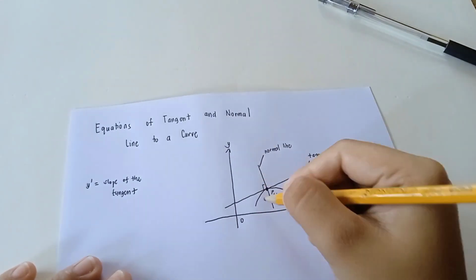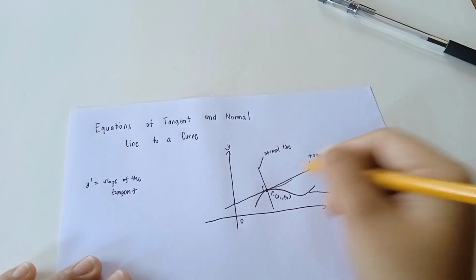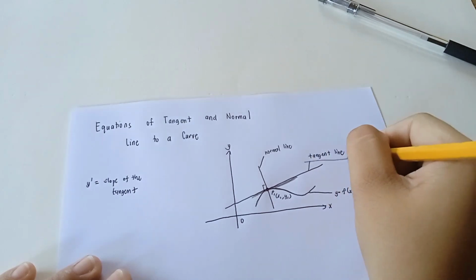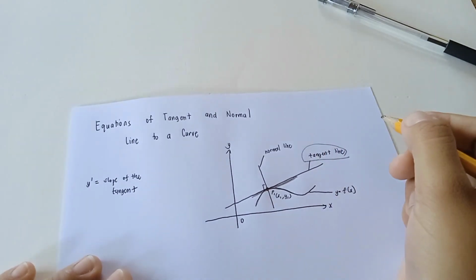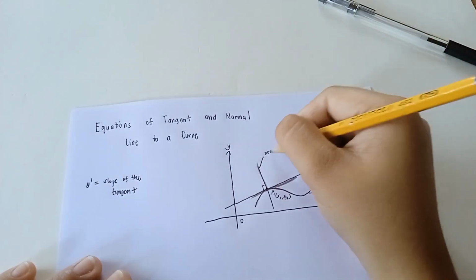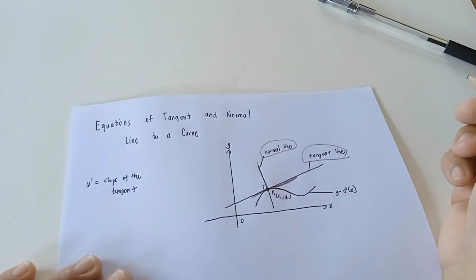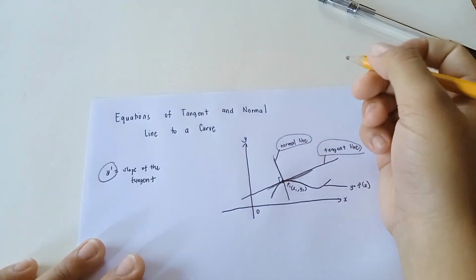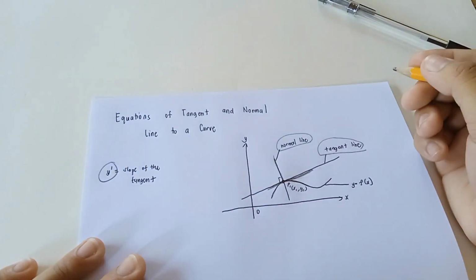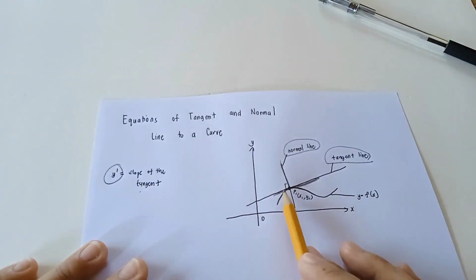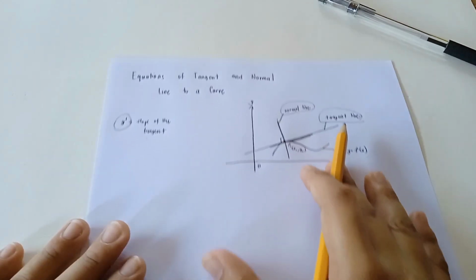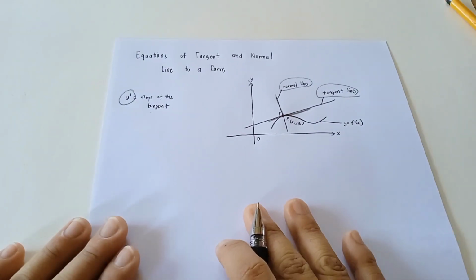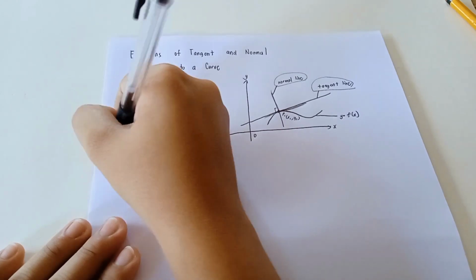So again, this line right here that touches our curve in a point is our tangent line. It is a line that touches the curve in one point. And this one right here is our normal line, which is perpendicular to our tangent line. Again, the derivative of a function is equal to the slope of the tangent. So it means that if we get the derivative of the function given, we can now get the slope and have our equations of our tangent and normal line.